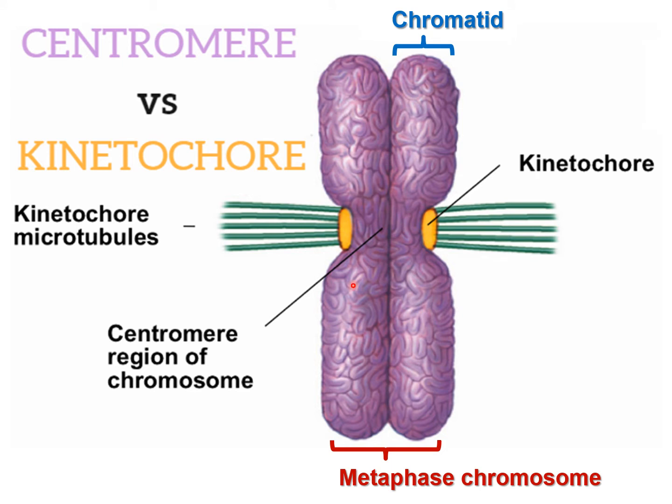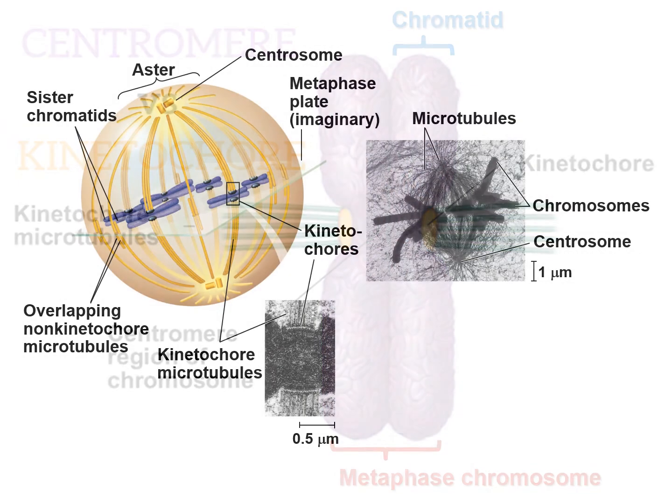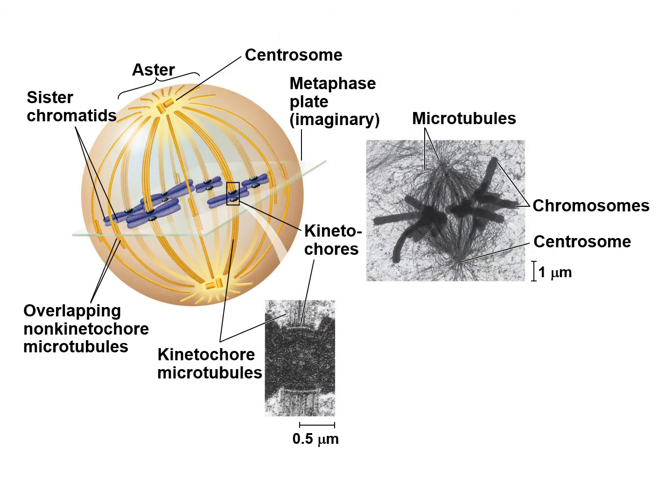So here's our doublet chromosome. Here's our enzymatic kinetochore. Here are the microtubules. And this is what we would call a metaphase chromosome. It hasn't yet been divided. At the end of metaphase, in the process of anaphase, we split these doublet chromosomes and they begin to migrate away from that metaphase plate.